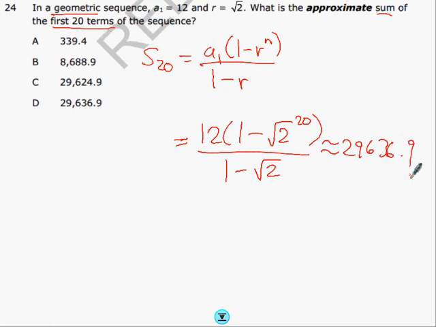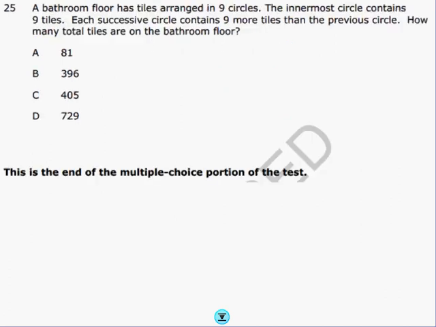That's the last one. Bathroom floor has tiles arranged in 9 circles. The innermost circle contains 9 tiles. So we've got 9 circles. 3, 4, dot, dot, dot. Right? The innermost has 9. Each successive circle contains 9 more than the previous.